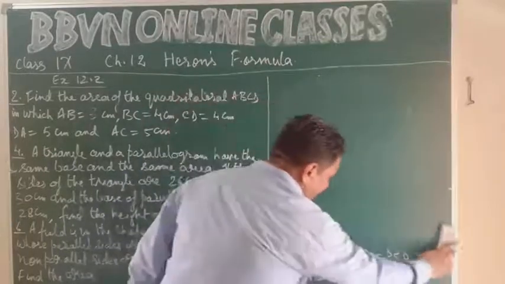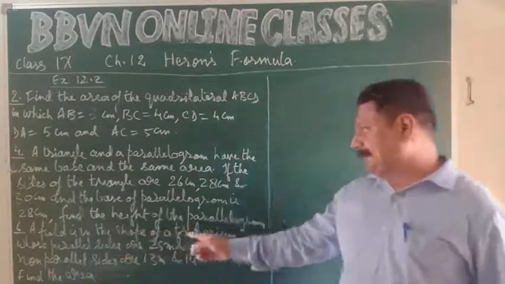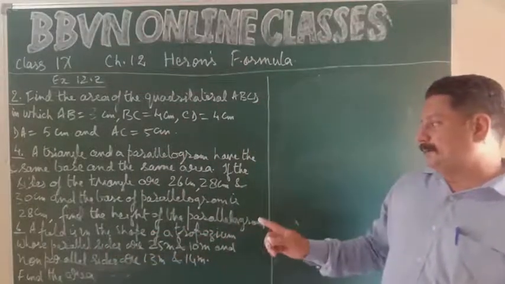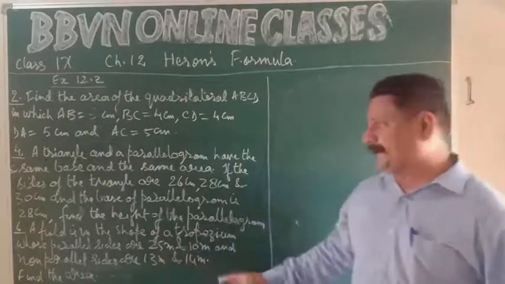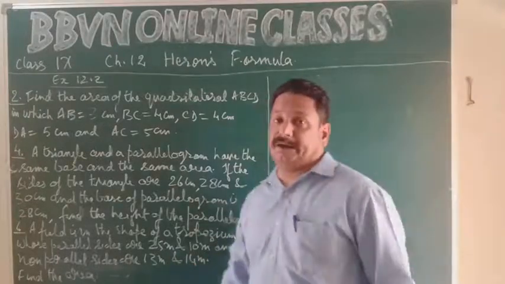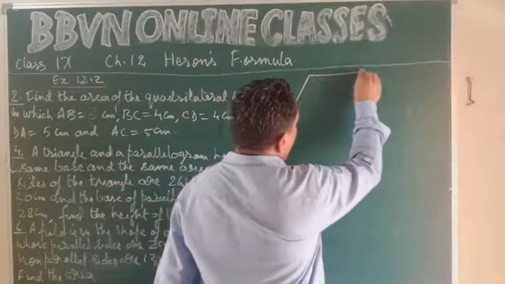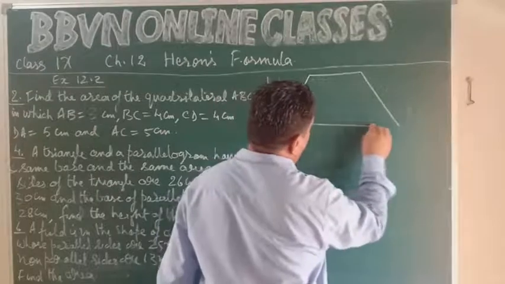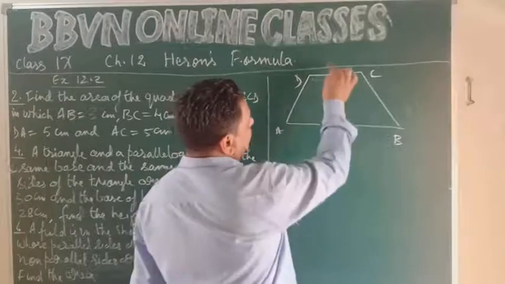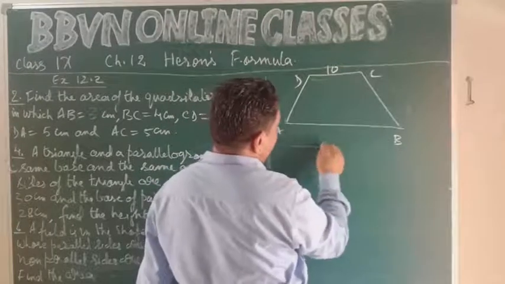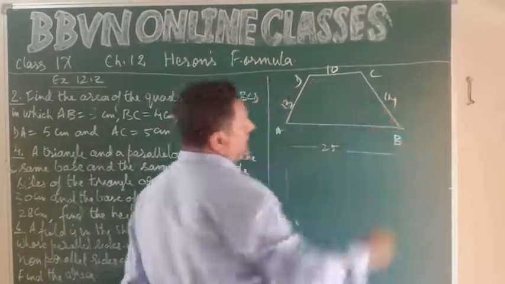Let's move on to another question where we again have the application of Heron's formula. A field is in the shape of a trapezium whose parallel sides are 25 centimeters and 10 centimeters, and non-parallel sides are 13 centimeters and 14 centimeters. We have to find the area of the trapezium. Trapezium ABCD. Parallel sides are 10 centimeters and 25 centimeters. Non-parallel sides are 13 centimeters and 14 centimeters.